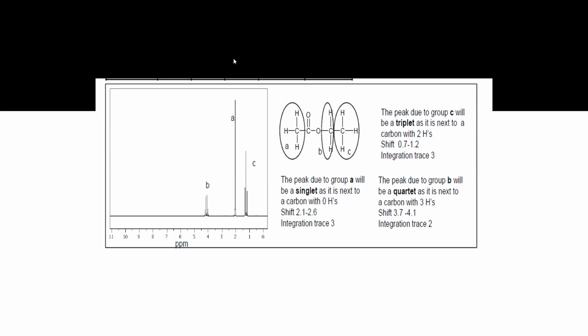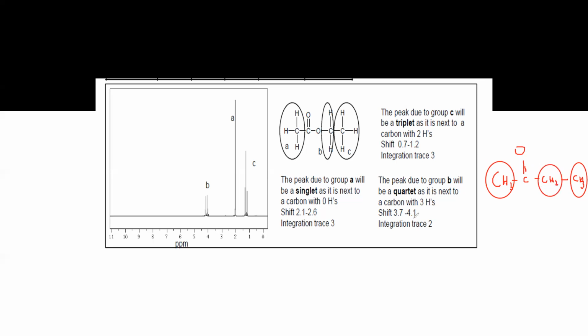Like another example, if you have ethyl ethanoate, you have CH3, then C double bonded with O, CH2, and then CH3. So you can see 3 hydrogens. Why 3? Because this CH3 is totally different from the other. The neighbor of one is carbon, and the neighbor of this one is CH2.